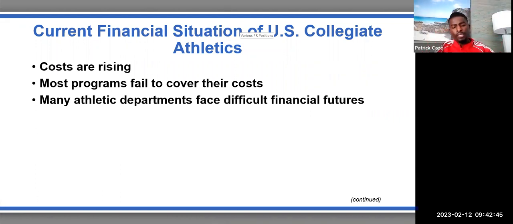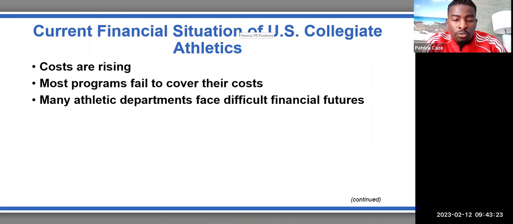Costs are rising, of course, inflation, just the cost of living. And so with that, it makes sense that the cost of playing sports and having college athletics is a little more pricey. So you see tuition go up, you'll see gate prices go up. Most programs cost, and like I said before in the previous slides, football and basketball are the primary revenue earners for most colleges or universities. And so those two programs fund pretty much all the other programs.